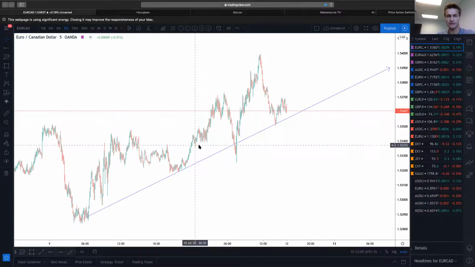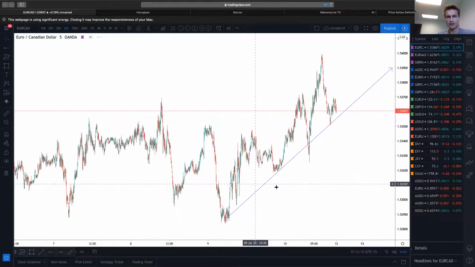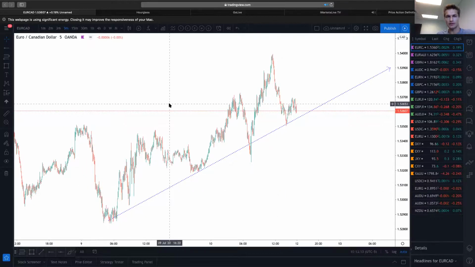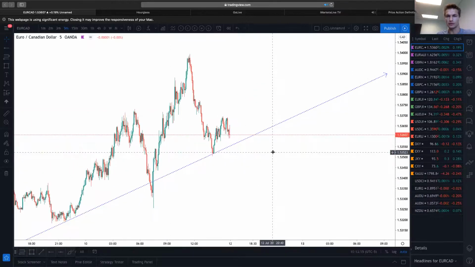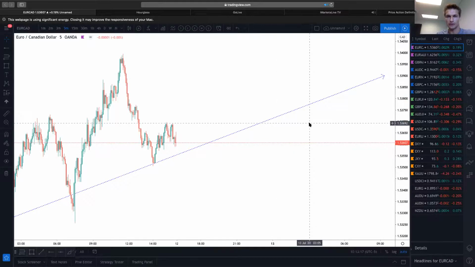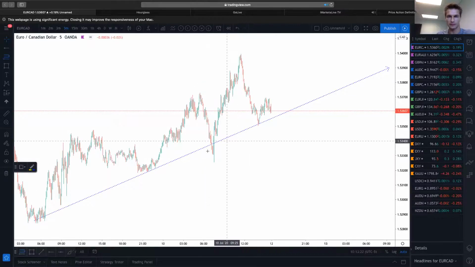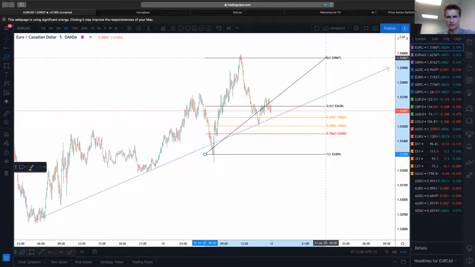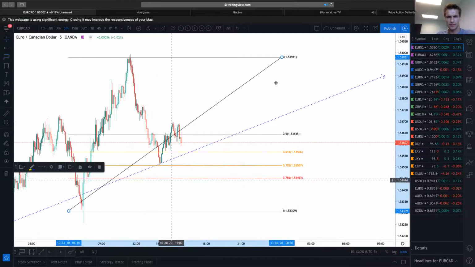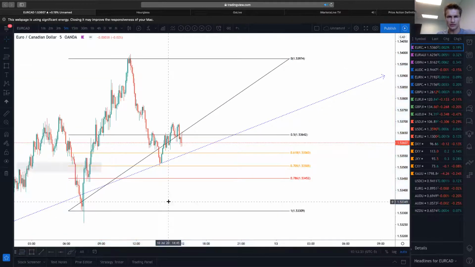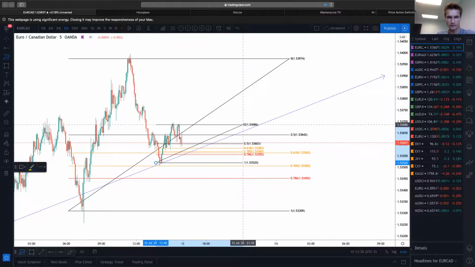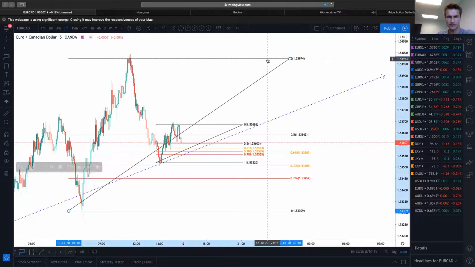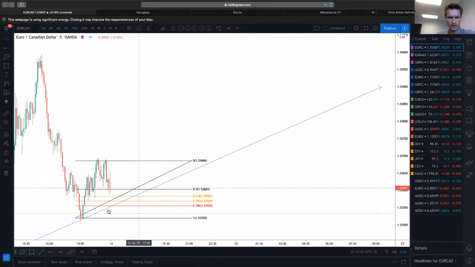Doesn't matter where you place the fib? Yes and no. It depends on the move you're looking for. So I placed my fib from here to here. But I could also have placed it from here to here, and you can see that would have worked out too. That's starting to reject off our 50% mark.